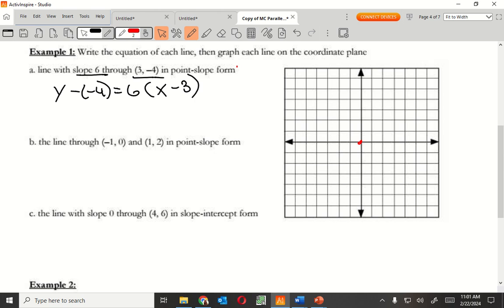This one's up and down, right? So it's left and right for my x, and it's up and down for my y. So I'm going to the right 3 and down 4. 1, 2, 3, and down 4. 1, 2, 3, 4. See what I did there?